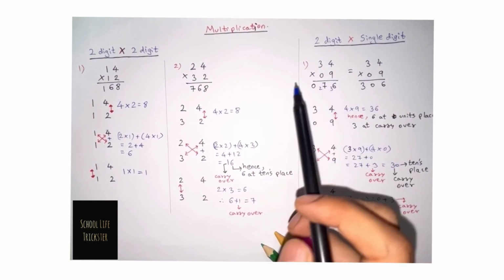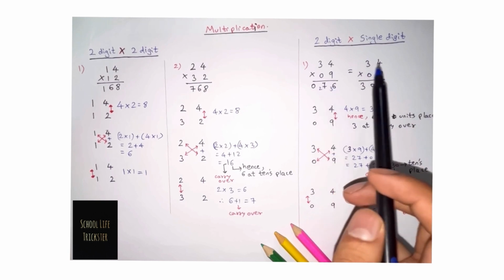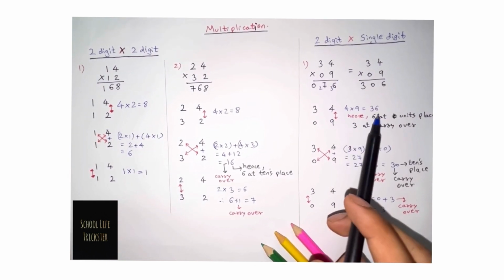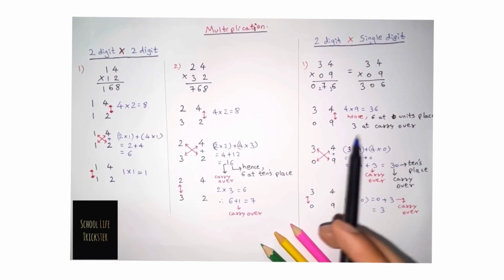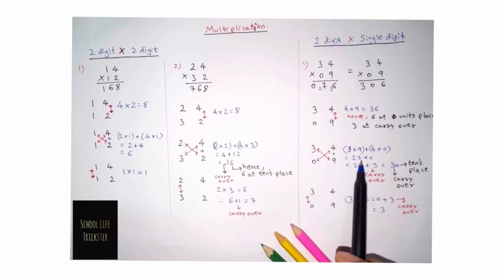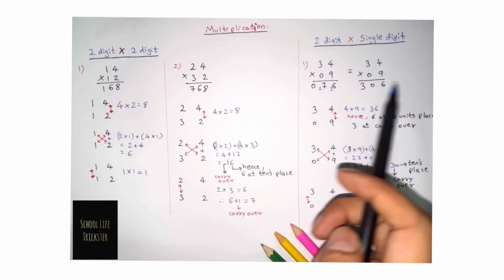Now 2 digit into single digit. 34 into 9 equal to 306. So how did this come? 4 into 9 equal to 36. Hence 6 is at the units place, and take 3 as carryover. Now multiply 3 into 9 and 0 into 4. 27 plus 0. Now take the carryover 3. 27 plus 3 is 30. Now multiply 3 into 0, that is 0, plus 3 carryover. So the answer is 306.